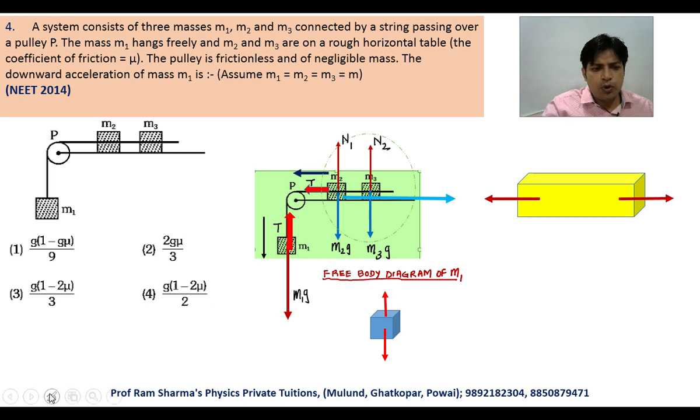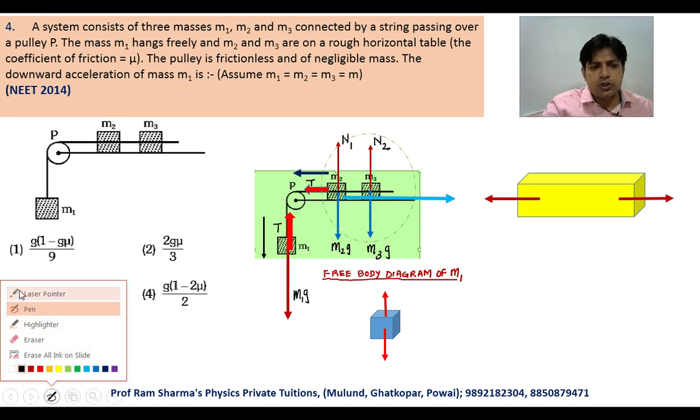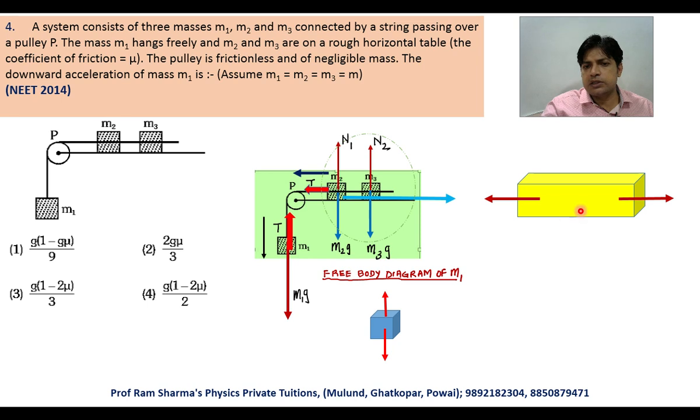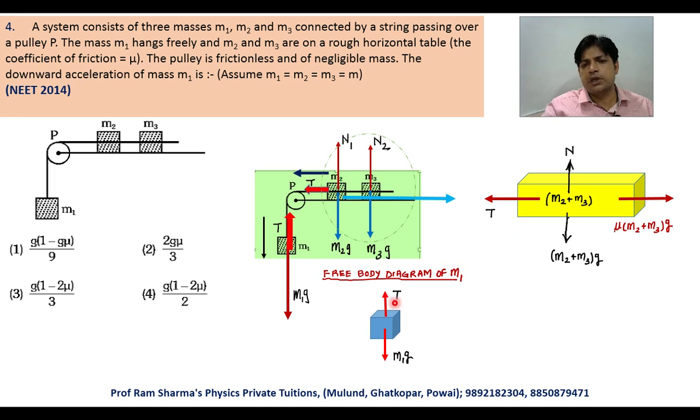and this whole thing can be considered as a single mass. This yellow colored block which I have drawn, I want you to consider this as a single mass. So what will be its mass? m2 plus m3, right? So I have shown the forces. These are the forces. This is tension T, this is m1g, this is normal reaction N, and this is total (m2 plus m3)g, right? And we know frictional force is equal to mu into N, and N is equal to (m2 plus m3) into g.